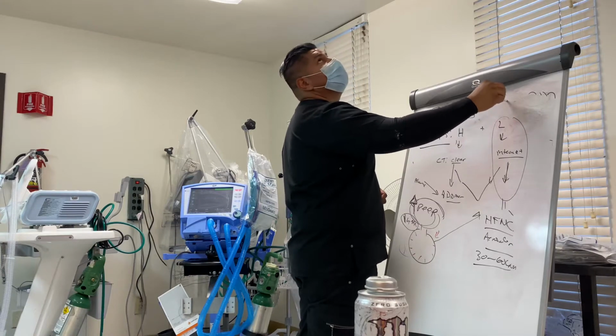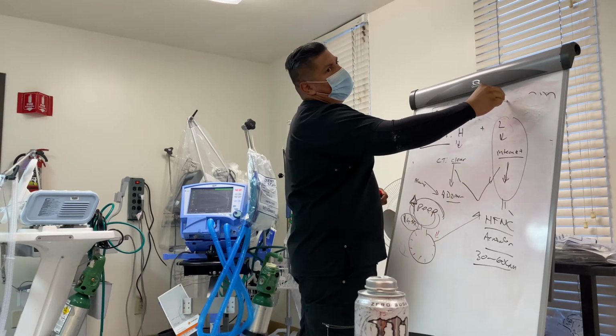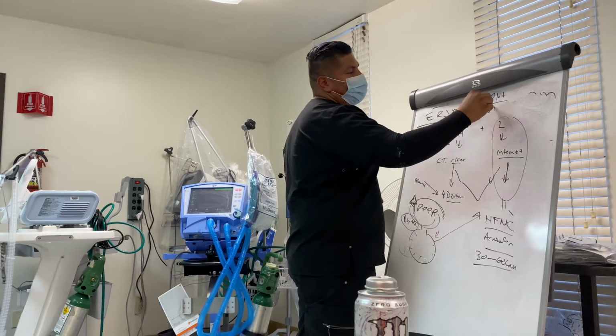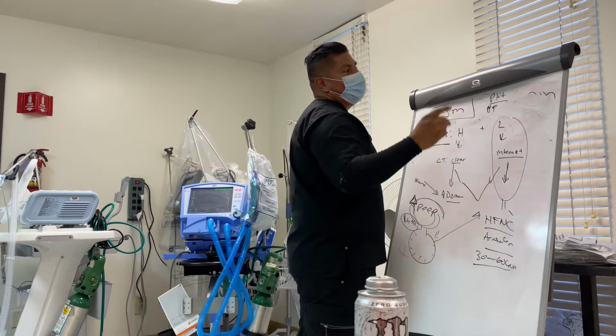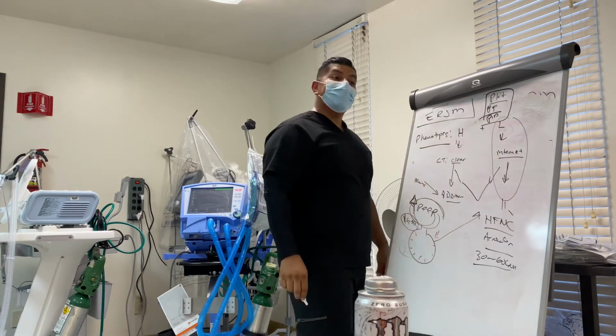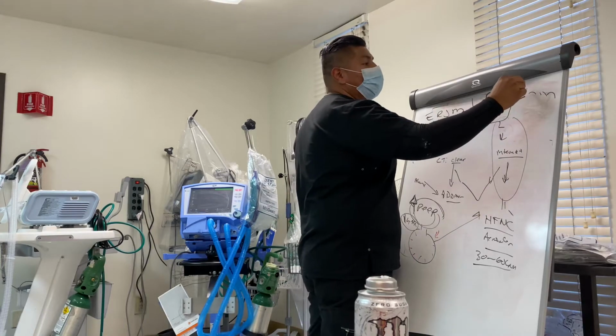What else? Pressure and PF ratio. PF ratio. What else? Peak pressure. Peak pressure, right? And if all these are not looking good, your argument is to go over towards pressure control.